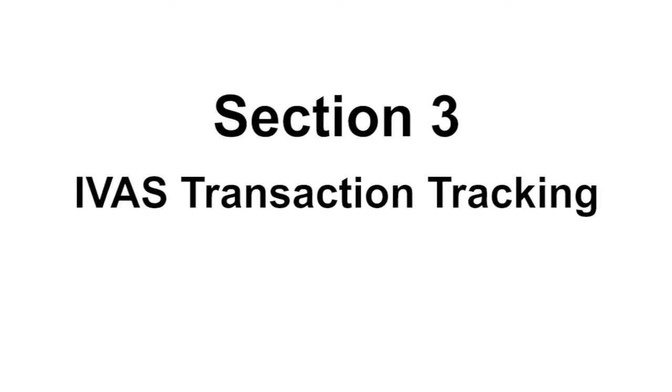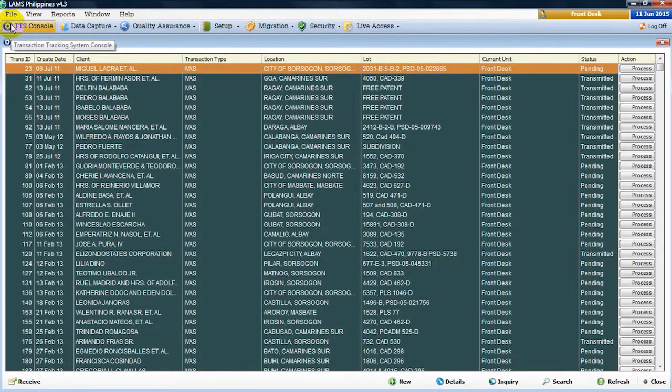The IVAS transaction tracking system monitors the verification and approval process of survey plans. The transaction console is designed to provide information like location, stage, and the user who is processing the transaction at any given time. The system also provides geographic information system functionalities to automate and streamline the verification and approval process.